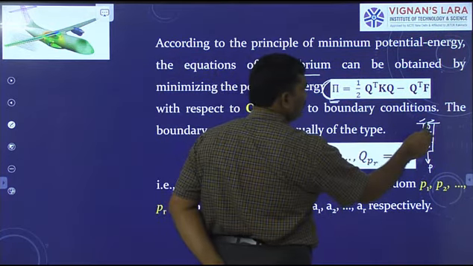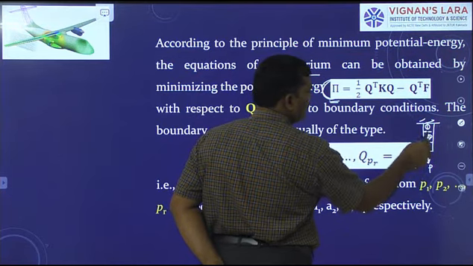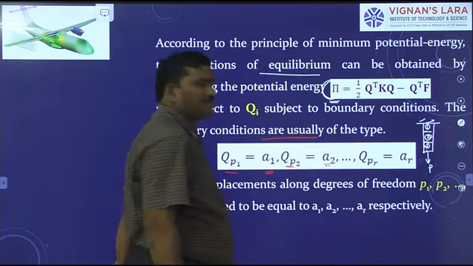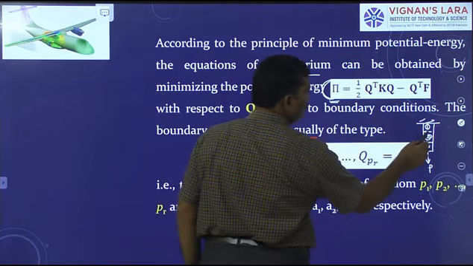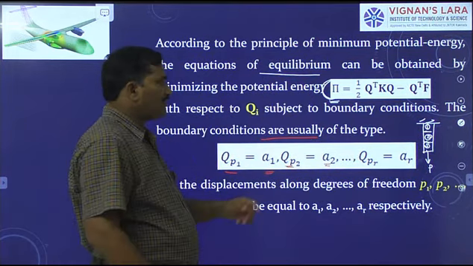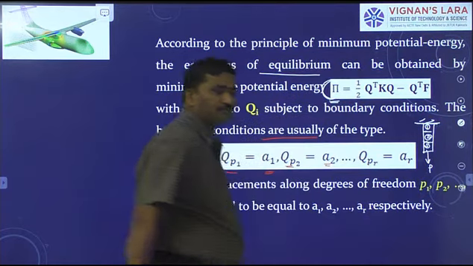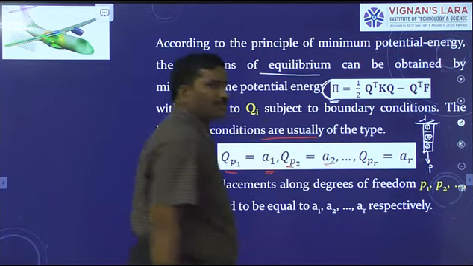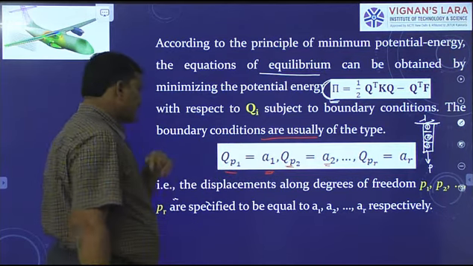This is the first node of the first element. This is the second node of the first element, right? And this is the second node of the second element. This is the second node of the third element. Now, this is the first node of the second element. This is the first node of the third element. If you observe here, this solid has a fixed support. Therefore, at node 1, the displacement is 0.